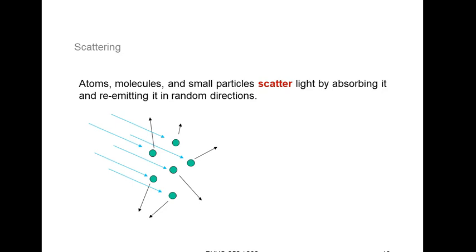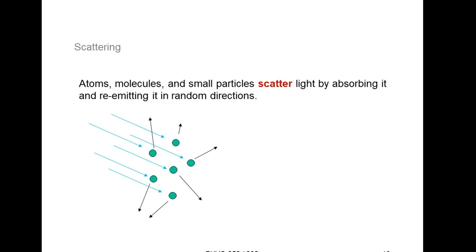Now, it's really an absorption re-emission process, but the light is sent in different directions, so we call that the scattering of light. Notice this is different than reflection off of a surface. In the surface, the atoms and molecules are very close together, forming an actual interface between two solids or two liquids or liquid and a solid.